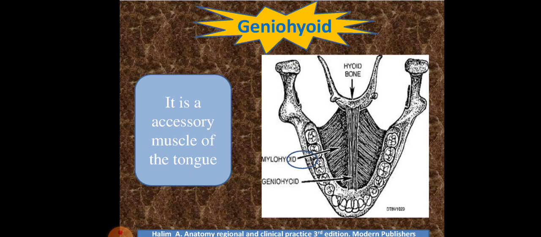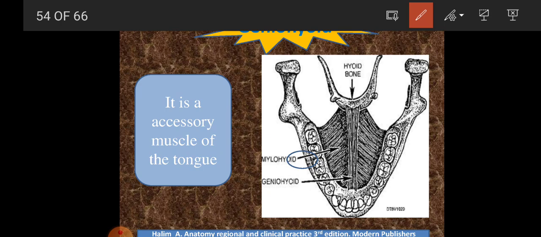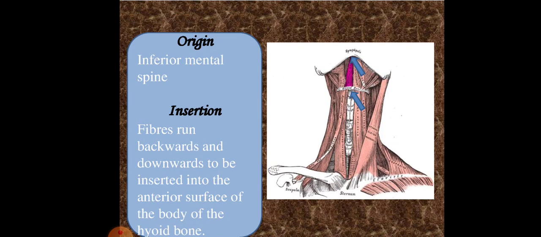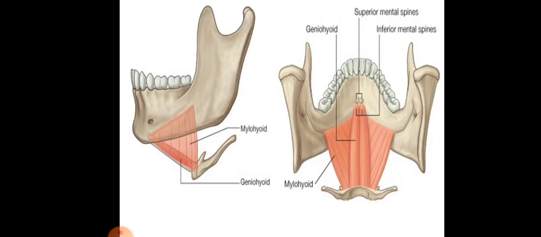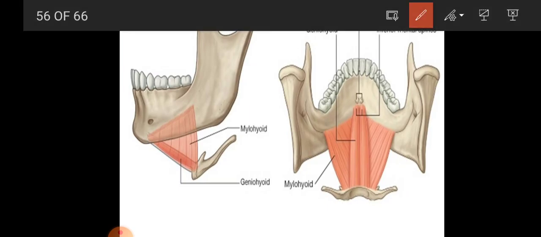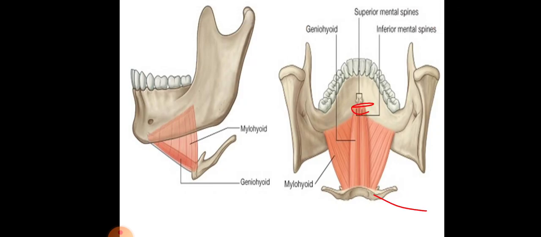Geniohyoid muscle is also an accessory muscle of the tongue, and here we can locate the geniohyoid muscle in the midline. So this is the geniohyoid in the midline. It originates from the inferior mental spines and is inserted on the body of the hyoid bone. Here we can see the origin, that is the inferior mental spines, and insertion is on the hyoid bone. This is the hyoid bone, and these are the inferior mental spines from which there is origin of the geniohyoid muscle.